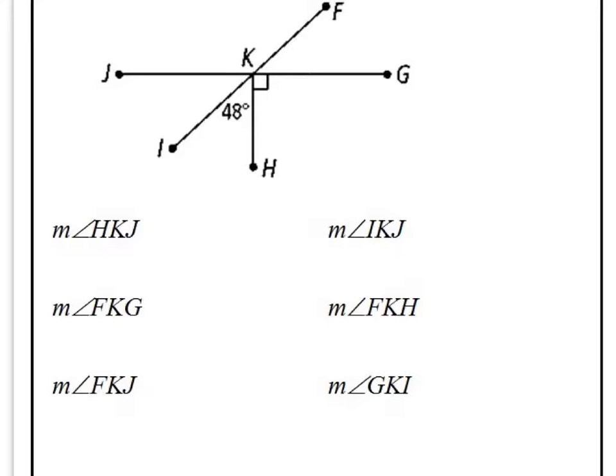So HKJ, well, it just so happens that HKJ, this angle here, forms a linear pair with our 90-degree angle that we know. So I know that those two angles add together to 180 degrees. So I can take 180 degrees minus the 90-degree angle that I know, which gives me 90 degrees. So the measure of angle HKJ is 90 degrees.